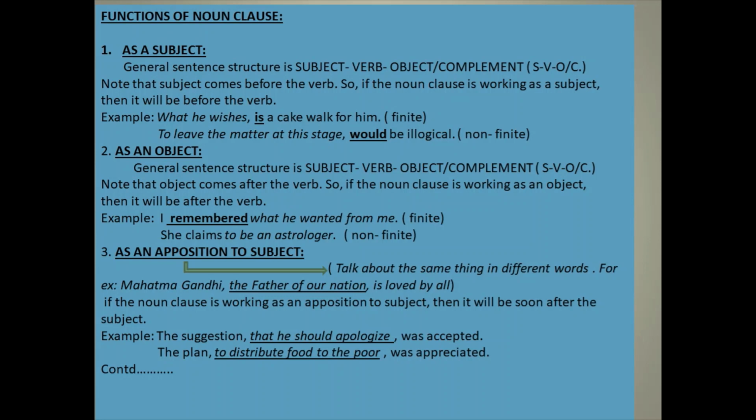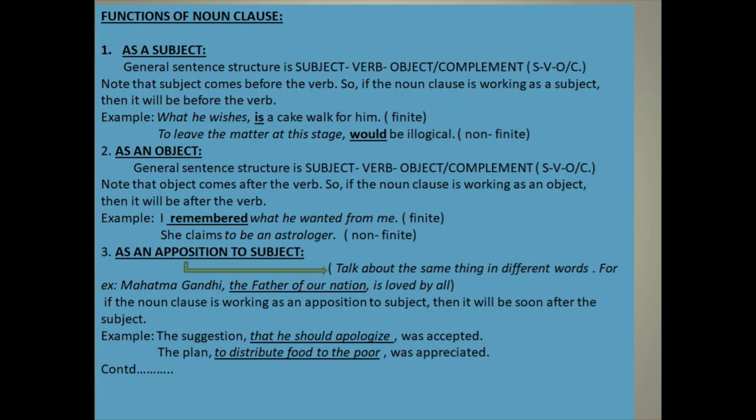For example, what he wishes is a cakewalk for him. Now, where is the verb here? Right? So, the subject would be before the verb. So, what he wishes is a cakewalk for him. So, what he wishes, what he wishes? So, what he wishes is a cakewalk for him.